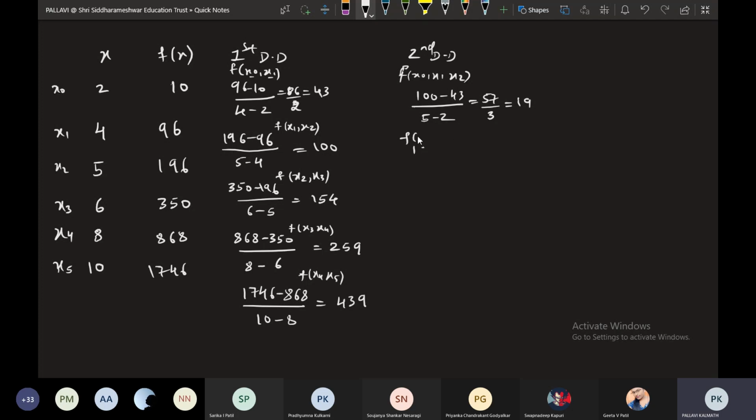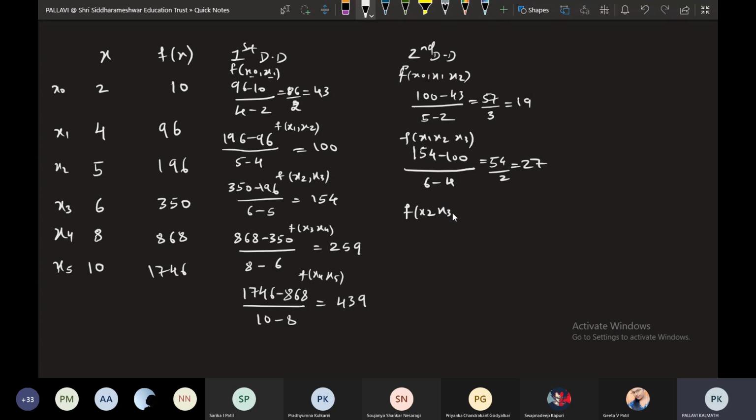The next term is denoted as f of x1, x2, x3. So it will be how much? 154 minus 100 divided by x3 minus x1. What is x3? 6 minus x1, 6 minus 4 is 2. 54 by 2 is 27, which is equal to 27. Then the next term.